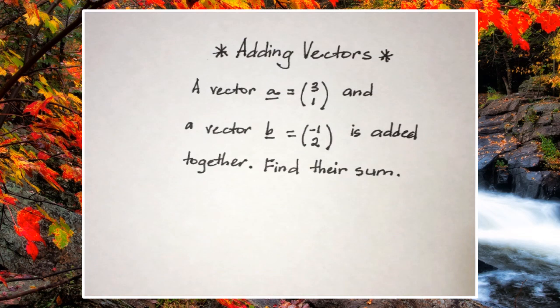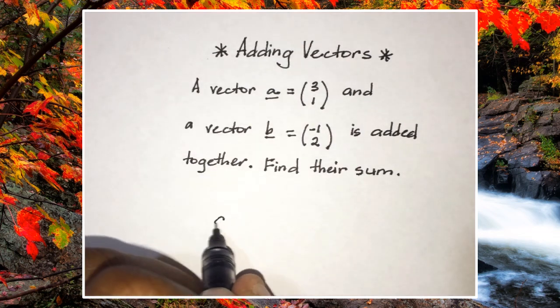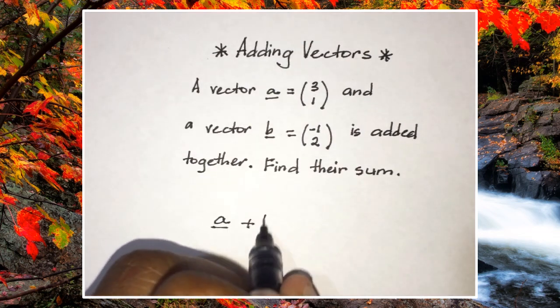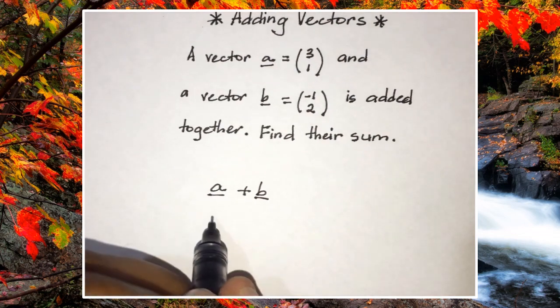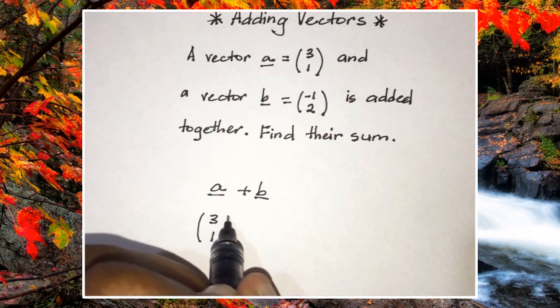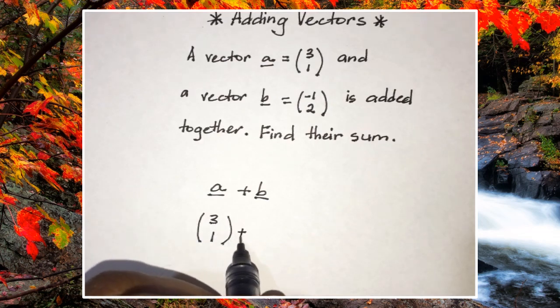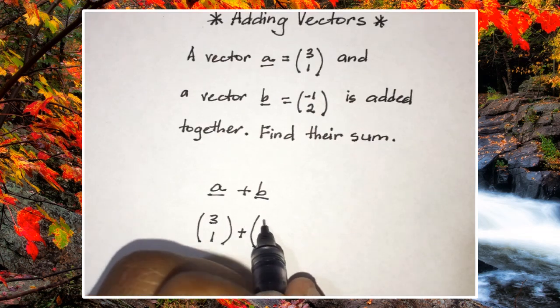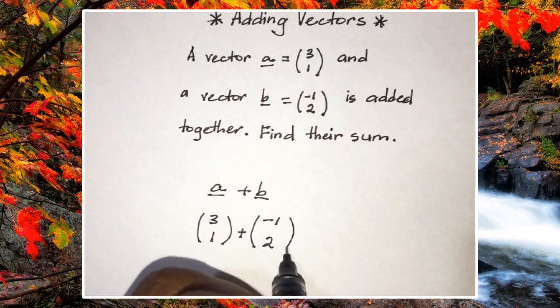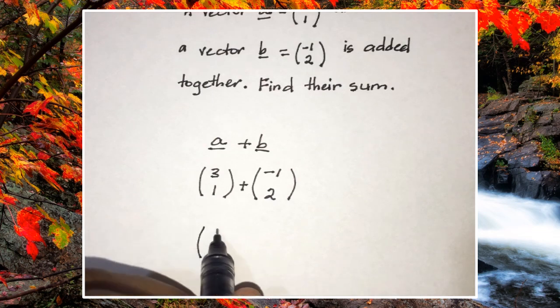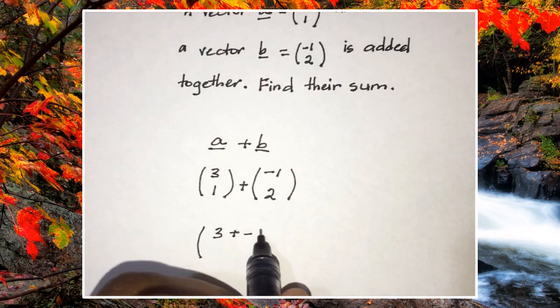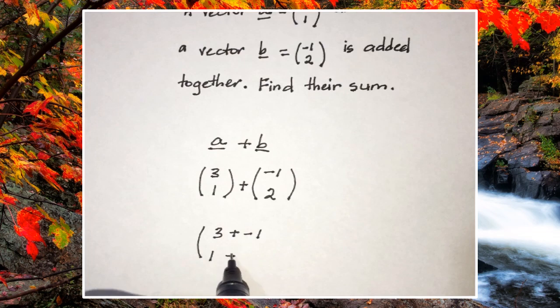Alright? So it says we need to find their sum. So sum means first of all that we're going to add. So we need to have A plus B. Great. The vector A was 3, 1. And we're going to add that to the vector B, which was negative 1, 2. And just like regular addition, you can just do this. 3 plus minus 1 and 1 plus 2.